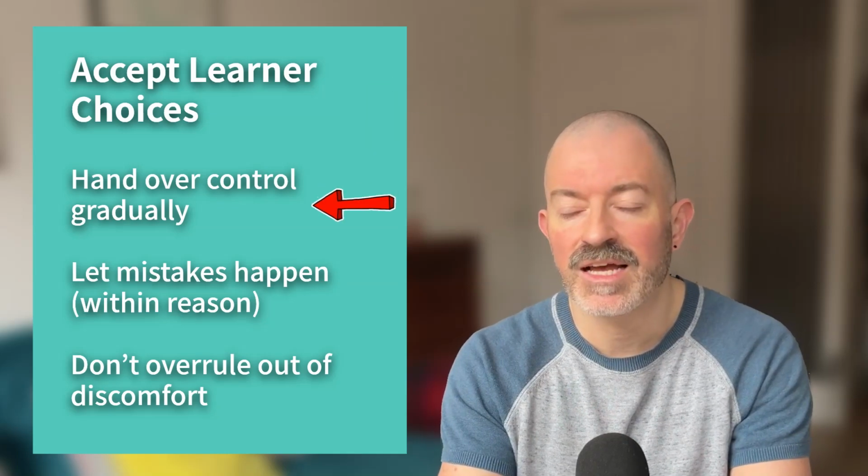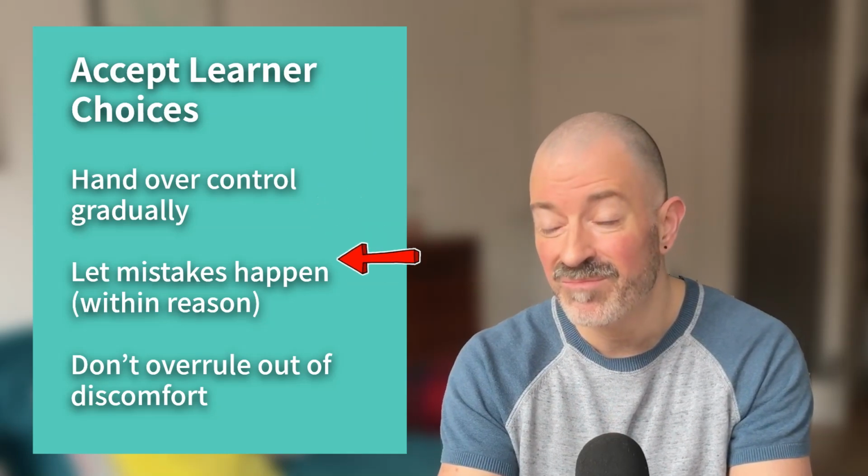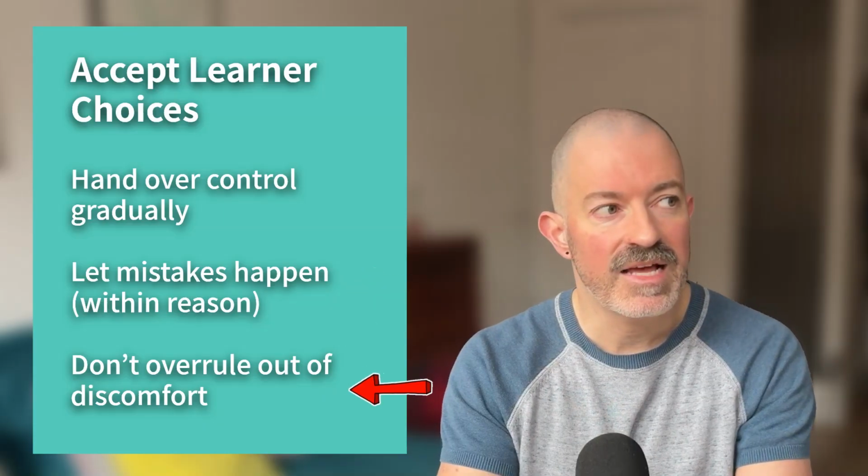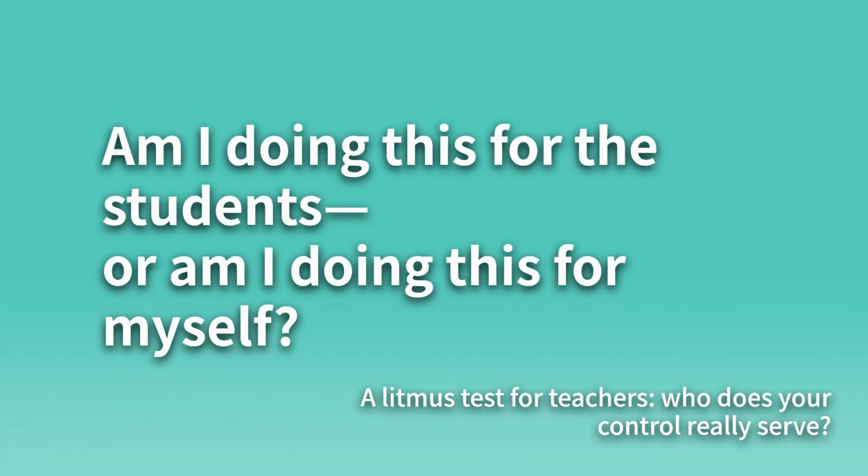This is about trying to hand over control to students, and maybe they'll make mistakes, but it's for you to think about, is that mistake something which is serious enough for me to overrule, or am I trying to overrule them because I am just uncomfortable with the situation? So something which I always think about when I'm teaching is, am I doing this for the students or am I doing this for myself?